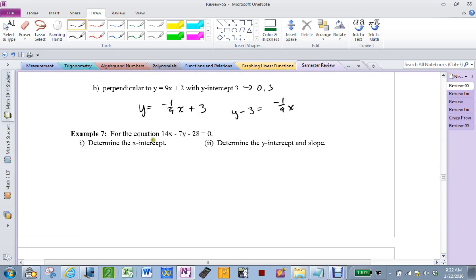Determine the x and the y-intercept. x, 0, and 0, comma, y. And sub back in.